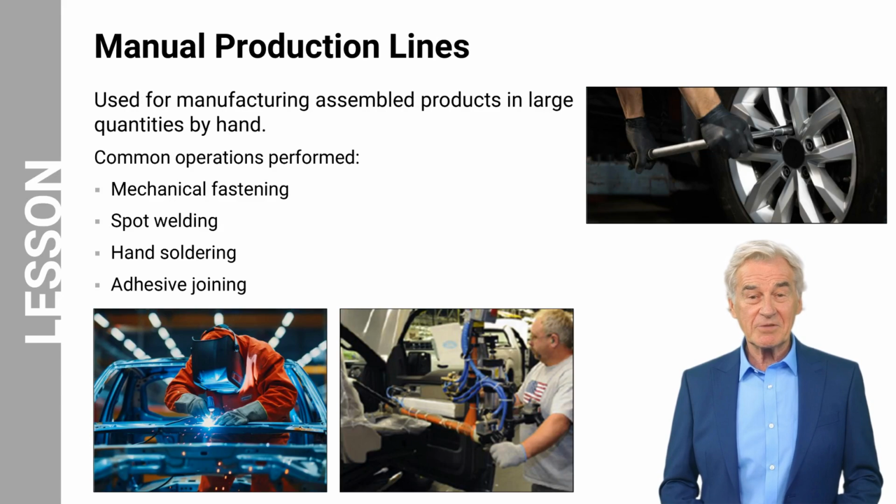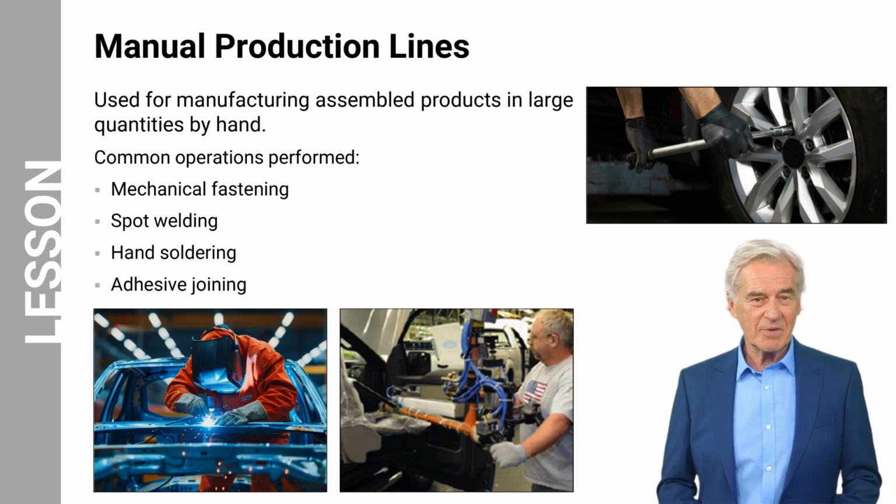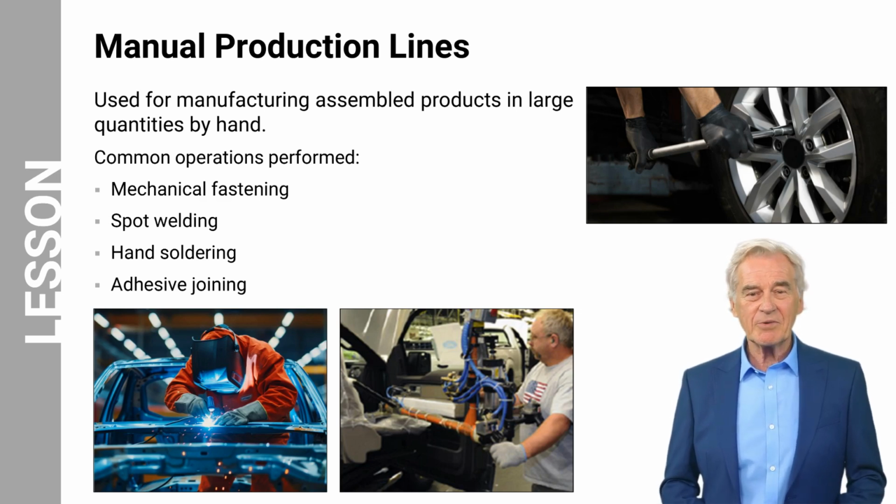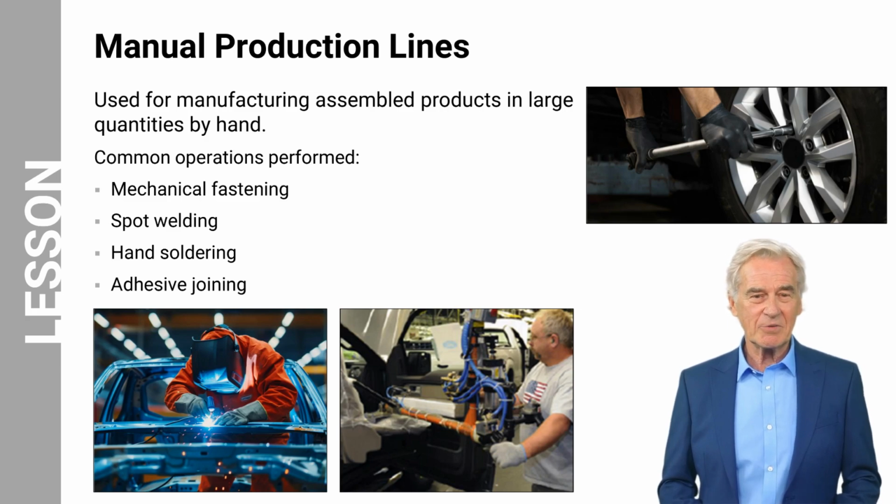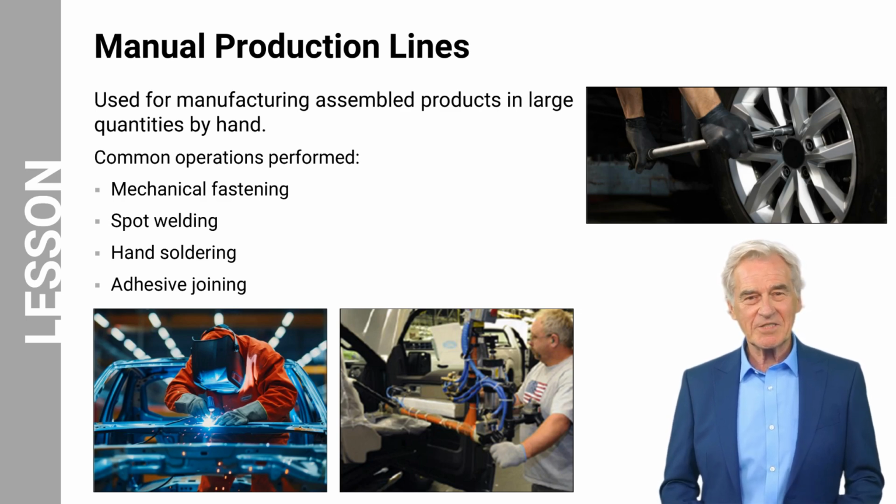A manual production line is used for manufacturing assembled products in large quantities by hand. Manual production lines are sometimes called assembly lines. Automobiles, trucks, consumer electronic products, appliances, and power tools are examples of products assembled through the use of manual production lines. The workstations within manual production lines are designed in a sequential manner. The most common operations performed in manual production lines include mechanical fastening, spot welding, hand soldering, and adhesive joining. Human workers perform the operations within manual production lines.